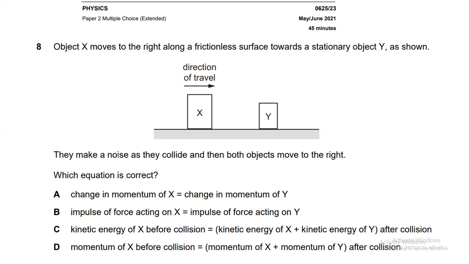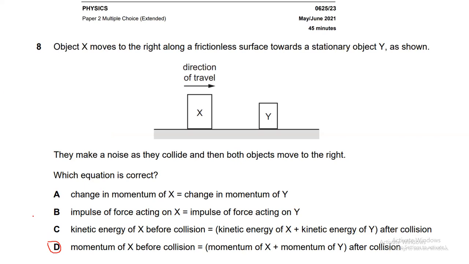This is correct. Actually, the equation is that the momentum before the collision is equal to the momentum after the collision. Because Y is initially at rest, its momentum will be 0. So that's why he has written the momentum of X before the collision, because the momentum of Y before the collision is 0. So that's why he skipped it. And that will be equal to the momentum of X plus the momentum of Y after the collision. So I think D is the best statement here.